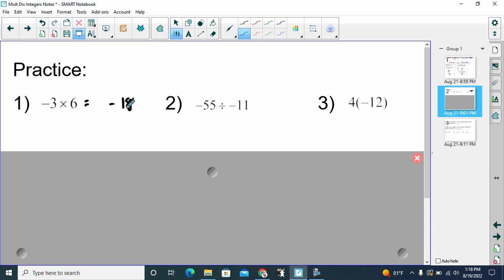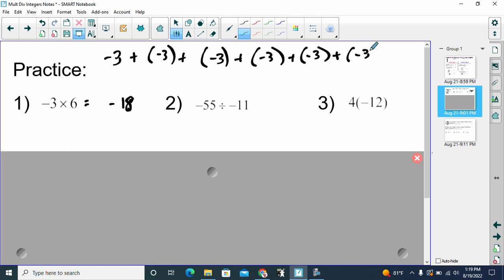Negative 18 is correct. The reason for that, -3 times 6 means I need to add up -3 6 times. So I need to do -3 plus -3 plus -3 6 times. If I have 6 -3s, here I have 3 negative counters, 3 more negative counters, 3 more negative counters. I have a total of 18 negative counters. Negative times positive does give us negative.